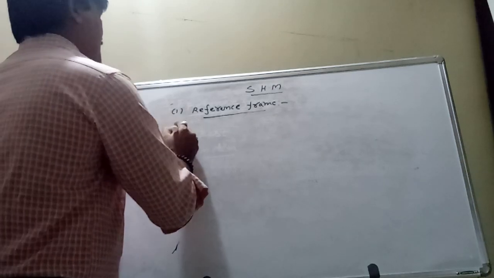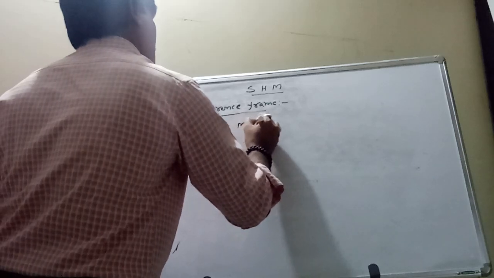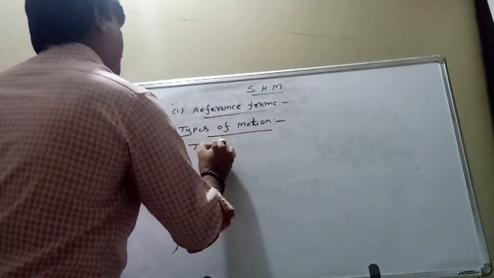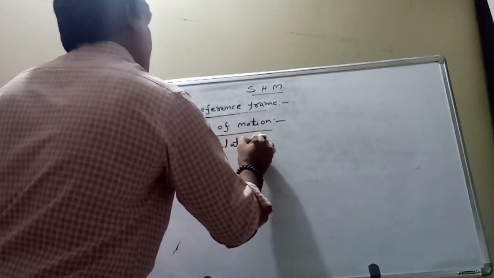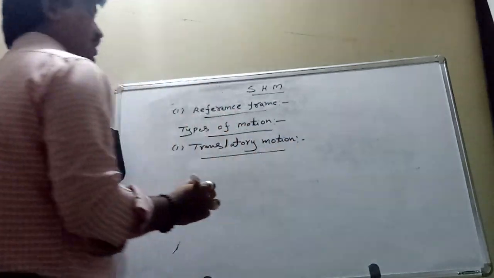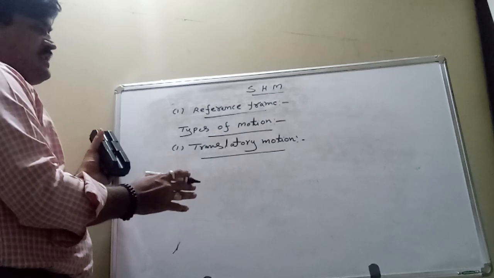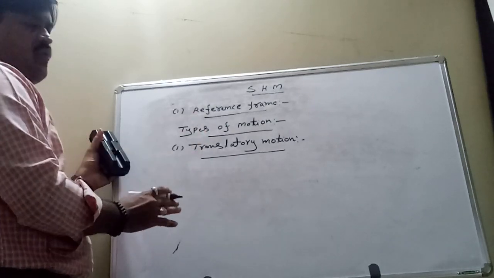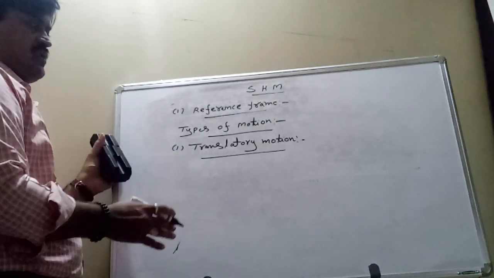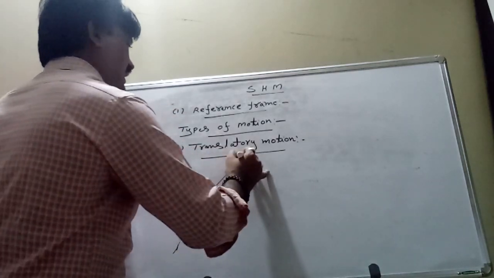Next, types of motion. First one, translatory motion. In translatory motion, all the particles of the body have the same displacement, same distance and same time. That is translatory motion. So a man moving, a bus moving, also translatory motion. Same direction, same time. Translatory motion has two types.